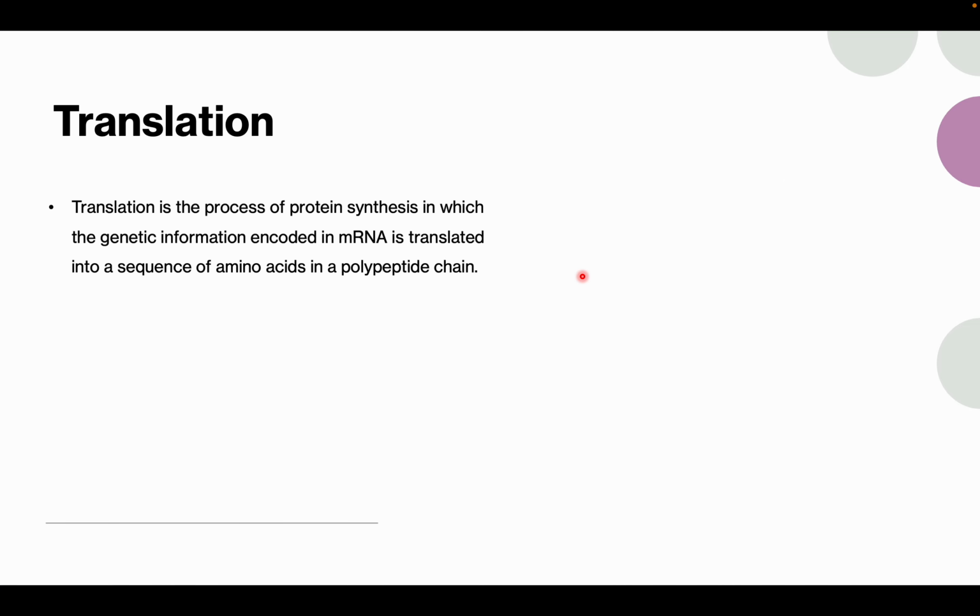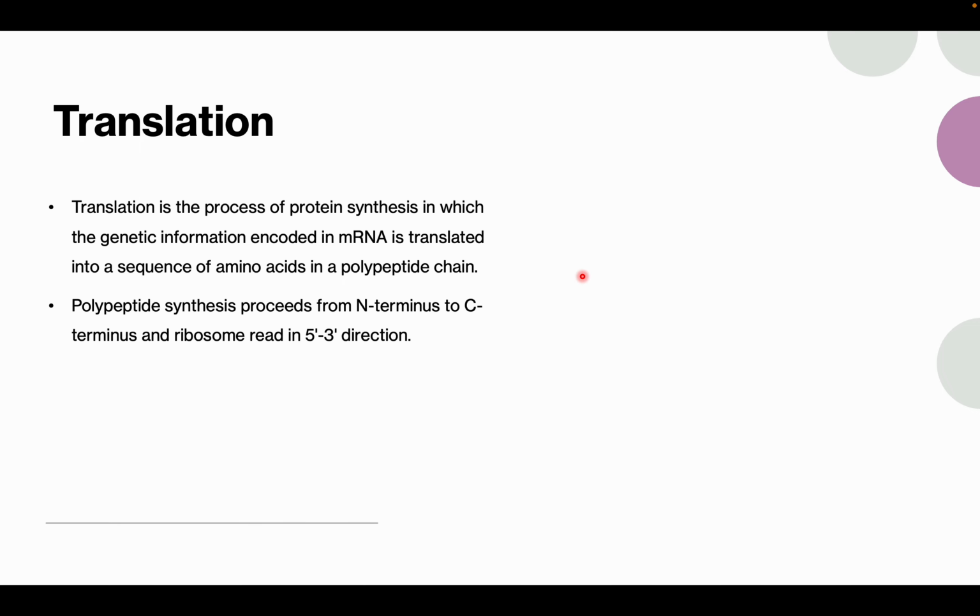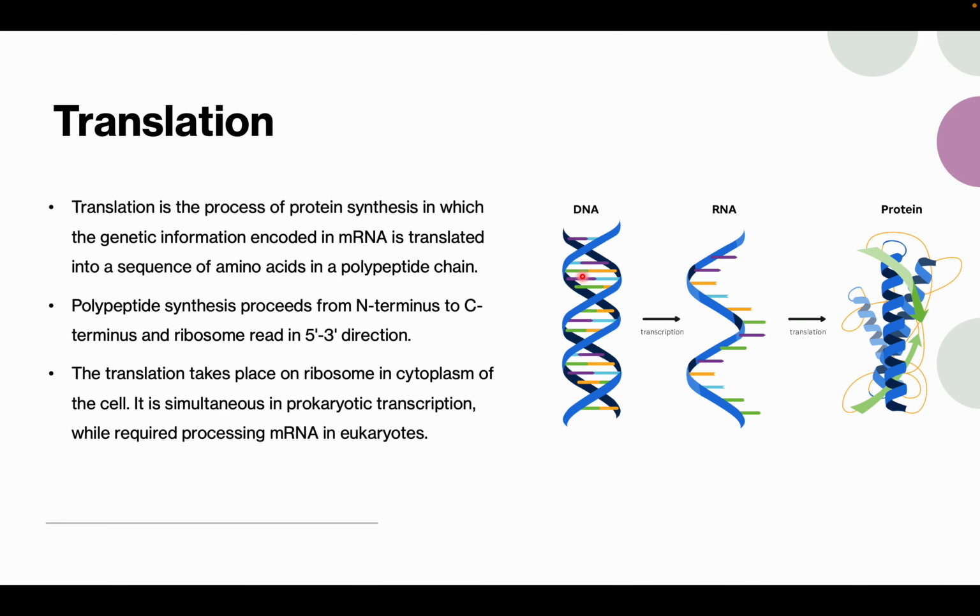So as I have talked, what is translation? It is the process of protein synthesis in which the mRNA gets translated to the protein, which is a sequence of amino acids. Protein synthesis usually proceeds from the N-terminal to the C-terminal, and the mRNA is read in the 5 to 3 direction. If you remember, I talked about the 3 to 5 strand of the DNA acting as a template strand for mRNA synthesis, and the mRNA that is produced is in a 5 to 3 direction. So the ribosome reads the mRNA in a 5 to 3 direction.